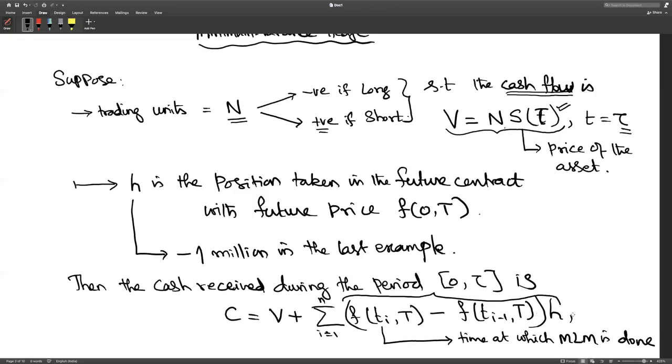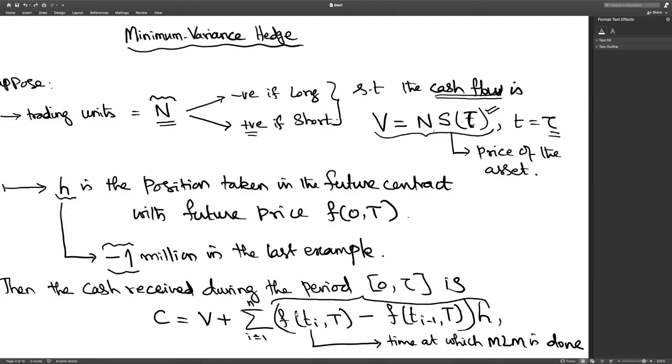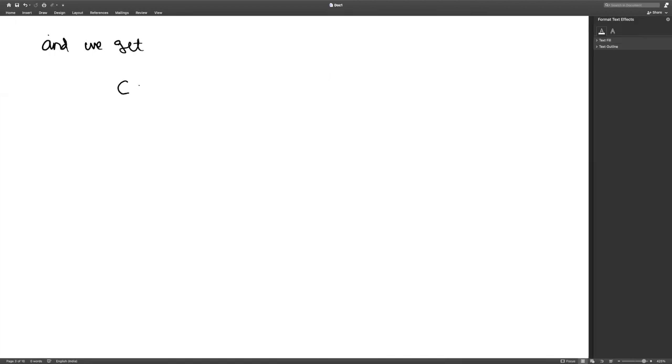If you are in a short position, then H should be negative, and therefore it becomes minus of this. If you are having a long position, then H is positive, and therefore you will have this amount. You have to clearly keep in mind that this N which we are using is negative when you are long and positive when you are short, and H becomes negative when you are short and positive when you are long. So there is a slight confusion in this concept. You have to carefully keep this in mind, and not make mistakes when doing problems on this. You can see that these terms get cancelled telescopically, and we get the total cash received during the period 0 to tau is V.